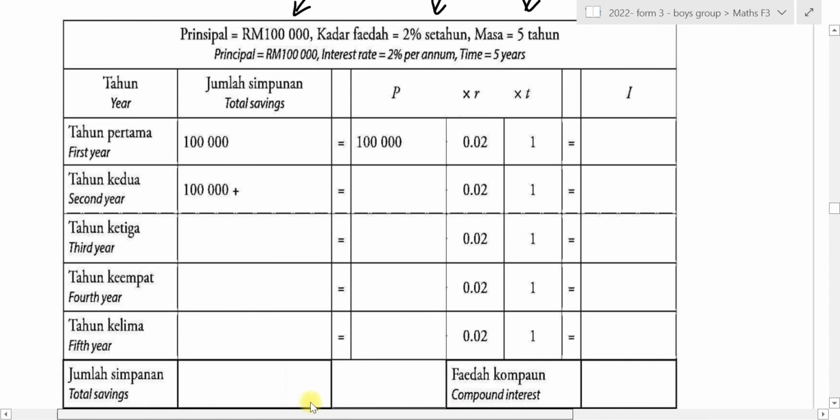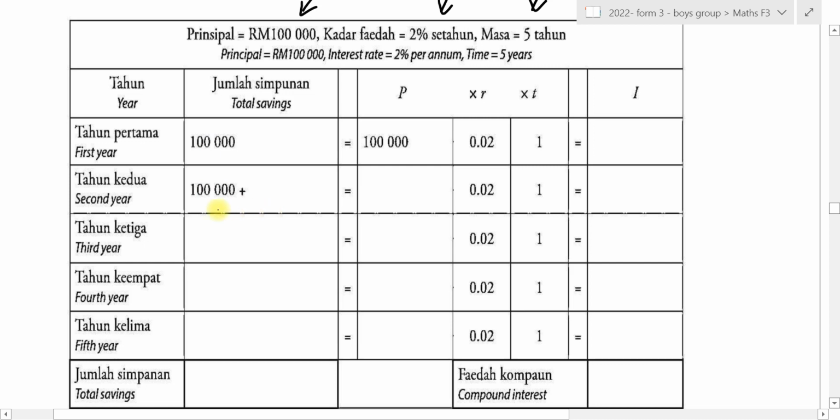Okay, right. So see here, for example, the same example, I put here 100,000. So the first year I get the interest for 1 year. How much is that?